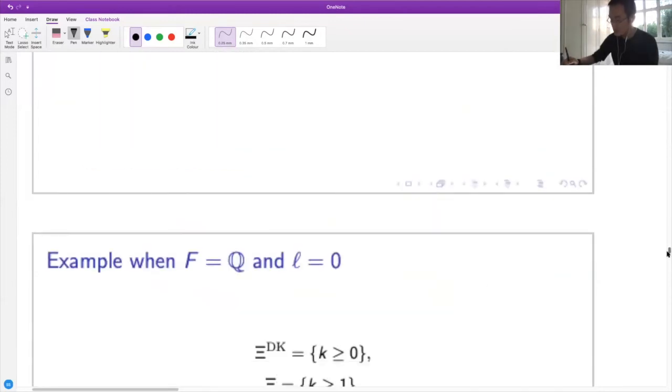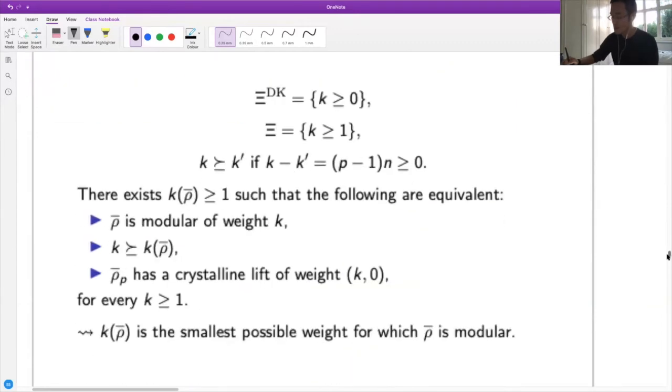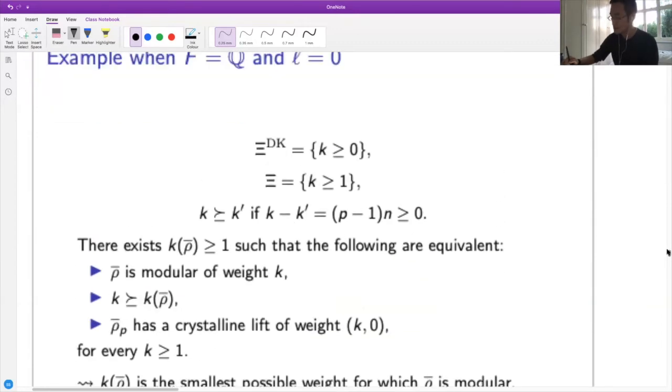Okay, so let me give you an example finally. Here's a statement that you get if I specialize everything to F equals Q and L equals 0. The L weight doesn't really make much difference, in fact, because it's all about the twist of weight. I mean, L can be there, but I'm just going to ignore that. That's what I mean by L equals 0.